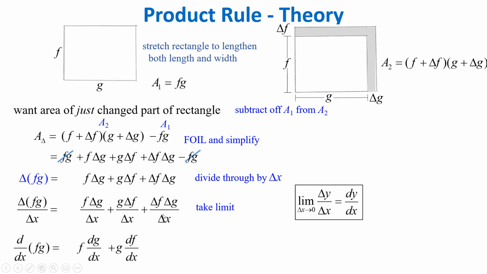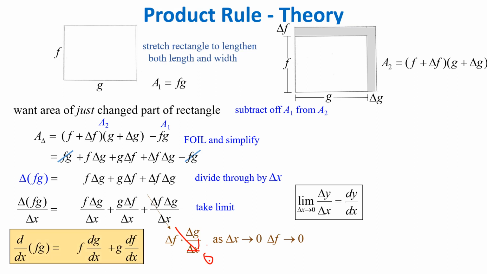And watch what happens with this one. If I break it out the same way I broke these out and separate the delta f into its own factor, then when I take the limit as delta x goes to 0, this now is not a function like these are. This is just like a constant. So as delta x goes to 0, delta f will naturally go to 0 also. And that'll make this 0 times this times essentially dg dx. So that whole term is just going to go to 0. So now we just have this, and this is going to become the product rule.